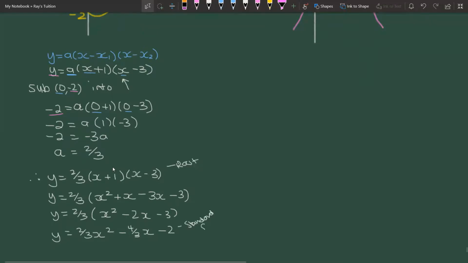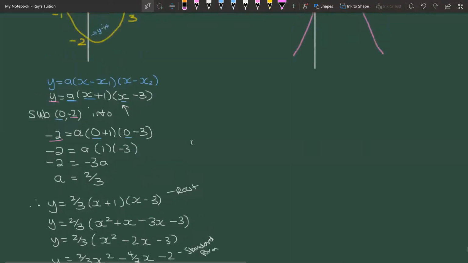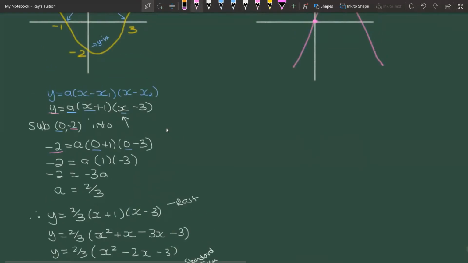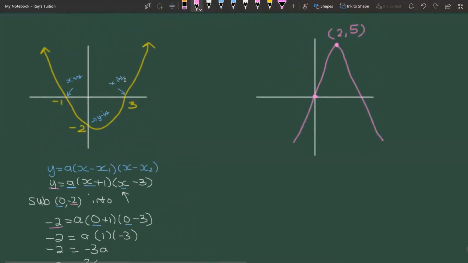You could even get it in turning point form by completing the square. One thing you should do though is have a little check. So a nice check to do is look at your a value that you get and see, does it correspond to the shape? So our a value is positive and our shape is positive. So that does give us some indication that we haven't made a mistake.